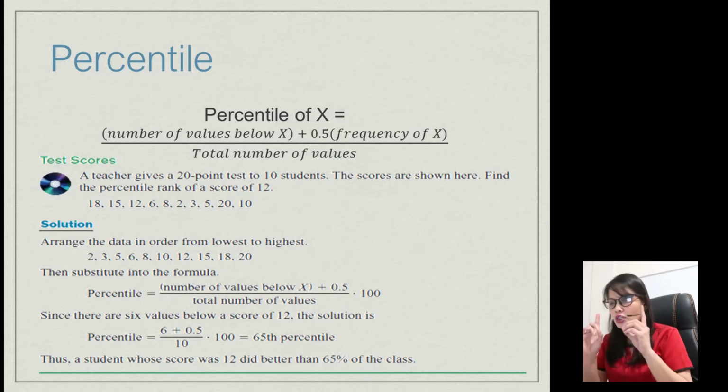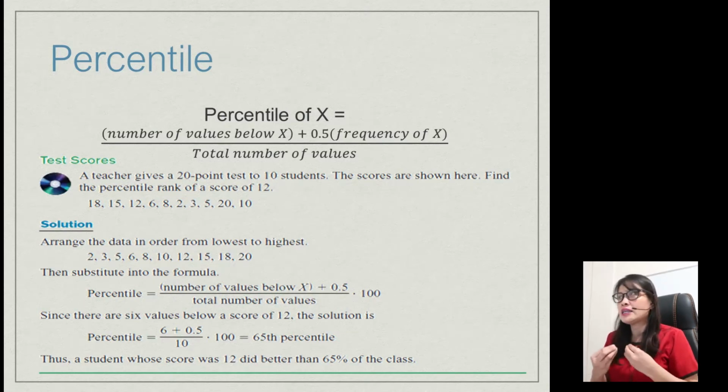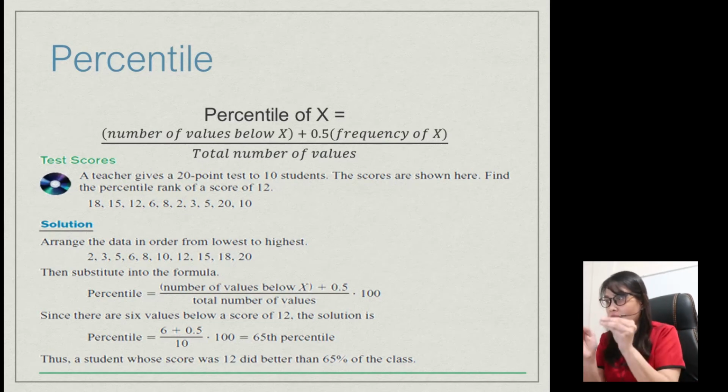Now, the question is, what if we're looking for the percentile? Let's say, what is the percentile 25? What is the percentile 65? So, yung reverse naman nito this time. How do we solve for the percentile 25? How do we look for the percentile 65? How do we solve for the top 25, lower 65? We're done with how to solve for the percentile rank.